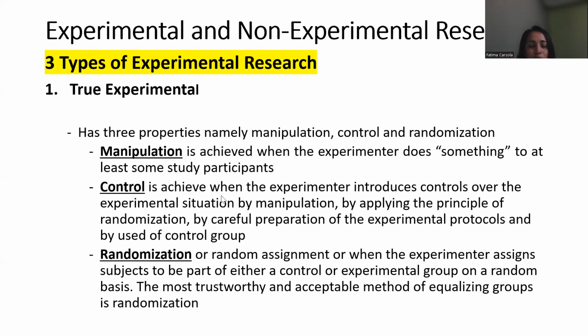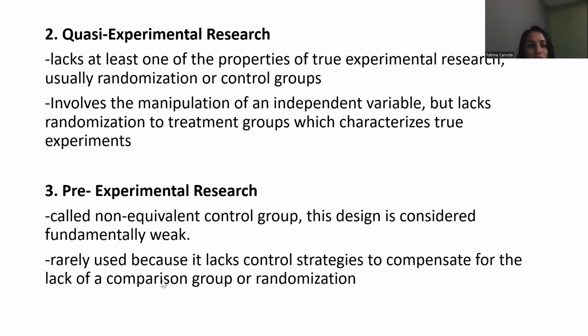When you say true experimental, you have here the three properties. What are the three properties? Manipulation, control, and randomization. Number two, you have the quasi-experimental. It lacks one of the three properties, usually randomization or control groups.